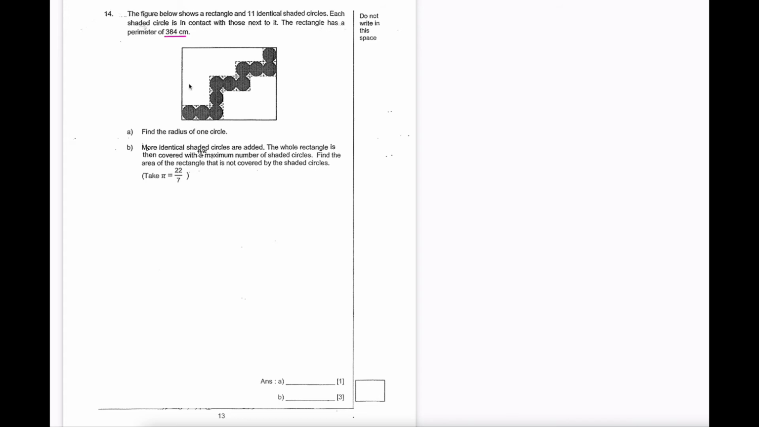Let us find out how many diameters there are for the length and for the breadth. Okay, so this is 1, and this is 2, this is 3, so this is 4, this is 5, 6, and 7. So there are 7 diameters here. Okay, let us find out here. Okay, so this is 1.